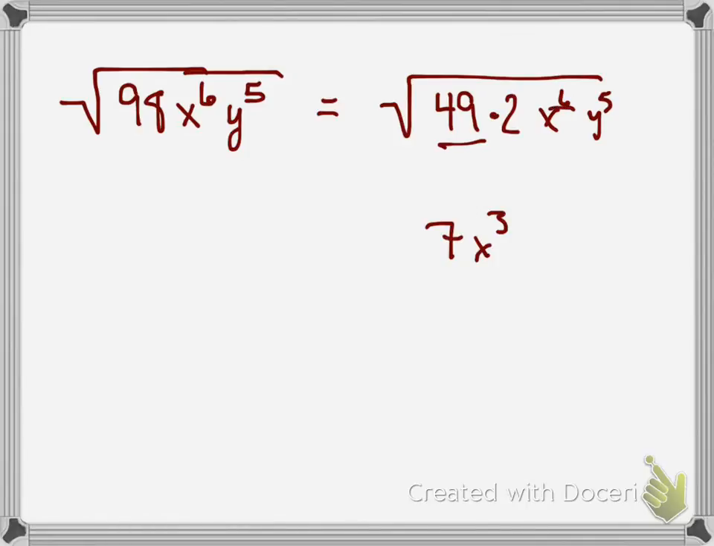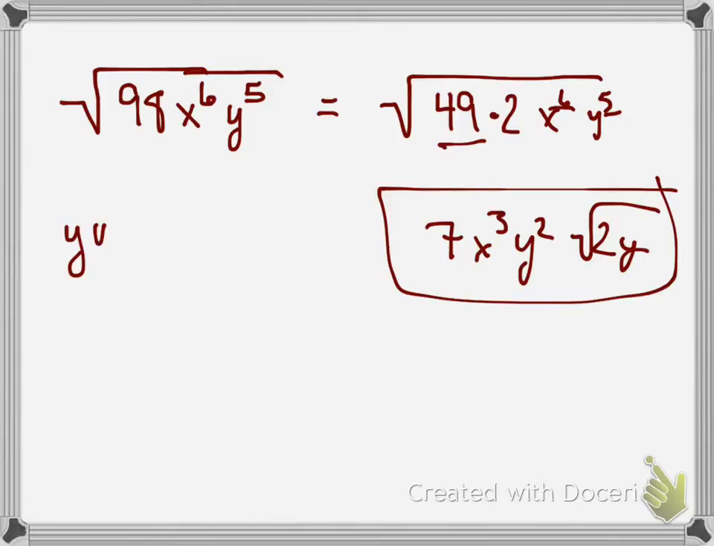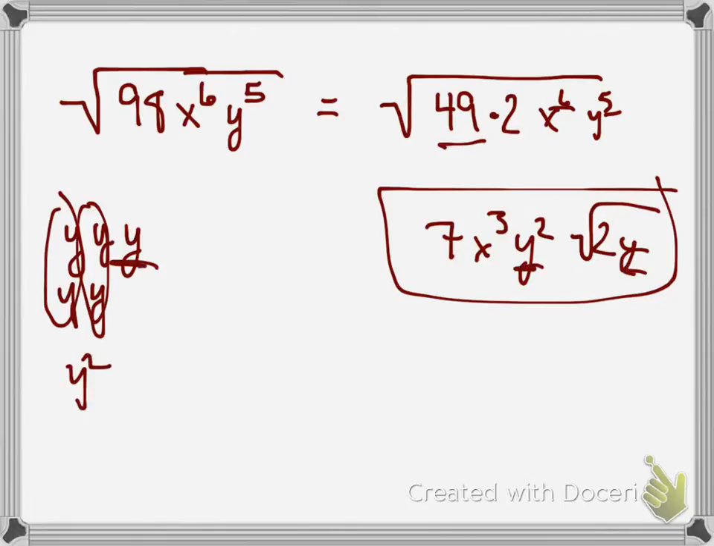Okay, 6 divided by 2 is x cubed. 5 divided by 2 gives me 2, but there's a remainder. So what's the remainder? Well, that remainder is 1. So that means there's going to be a y that's still left in. So the 2 and a y will stay in. Okay? And if you want to draw it out, there's 5 y's right there. And notice I have 2 groups, but with 1 y left over. And that 1 y that's left over is what goes under the radical symbol.